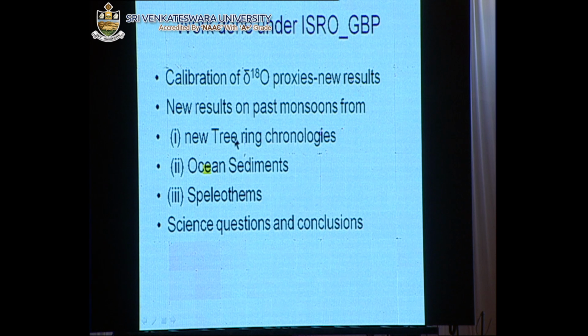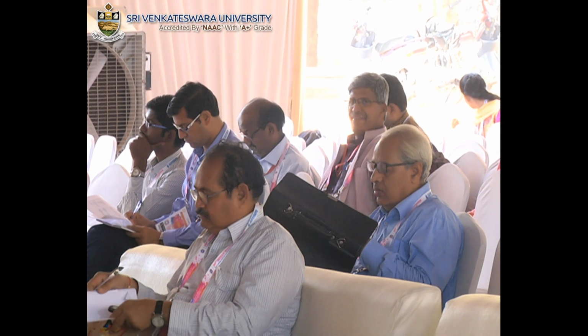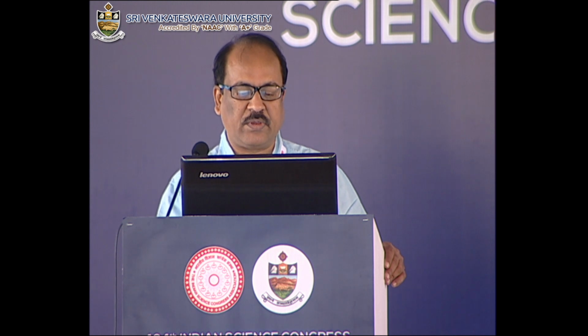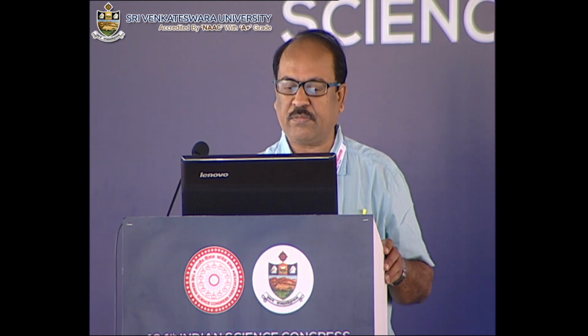New results are based on tree ring chronologies. Trees have annual rings, and in these annual rings we can measure the oxygen isotope and reconstruct how the past rainfall, the monsoon, has changed. And then you have ocean sediments, the fossils in the ocean sediments, which have recorded the oxygen isotope change in the sea, which relates to the monsoon. And then of course cave deposits like speleothems, called stalactites and stalagmites, which also preserve the oxygen isotopic composition of past rainfall. And then we ask some science questions and the conclusion. This is the plan of my talk.